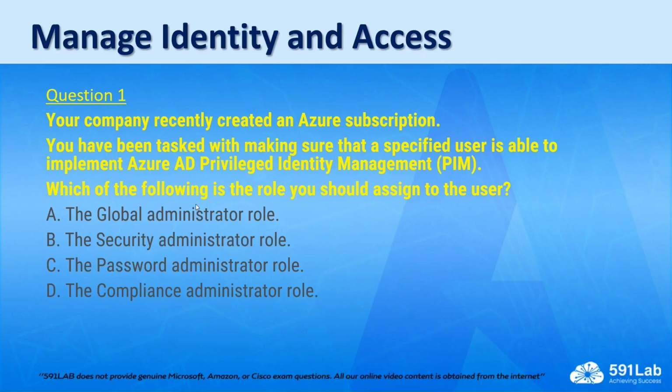Your company recently created an Azure subscription. You have been tasked with making sure that a specified user is able to implement Azure AD Privileged Identity Management. Which of the following is the role you should assign to the user? So the underlying term here is implement Azure AD Privileged Identity Management, PIM.